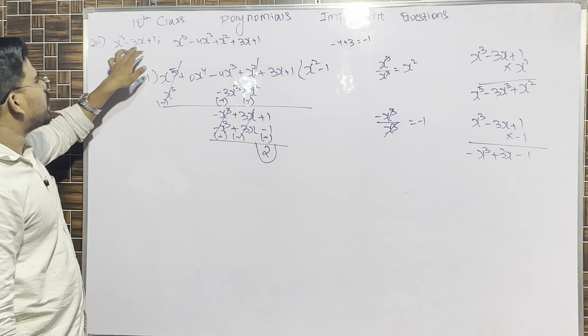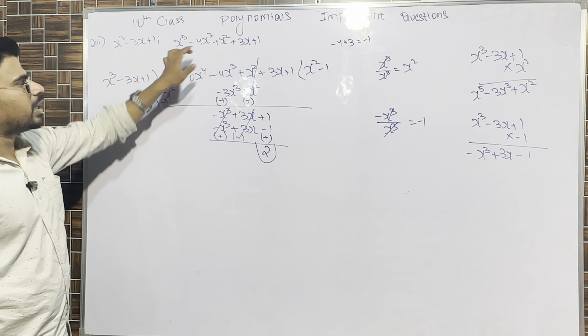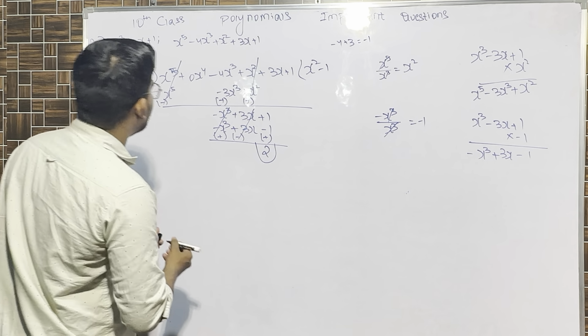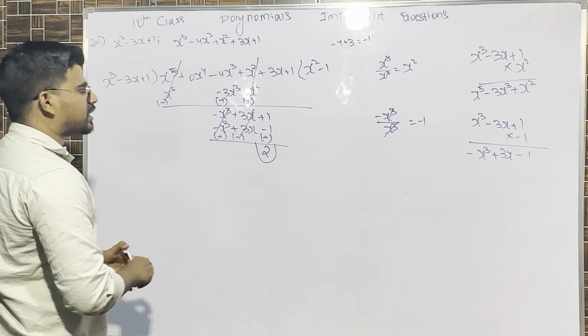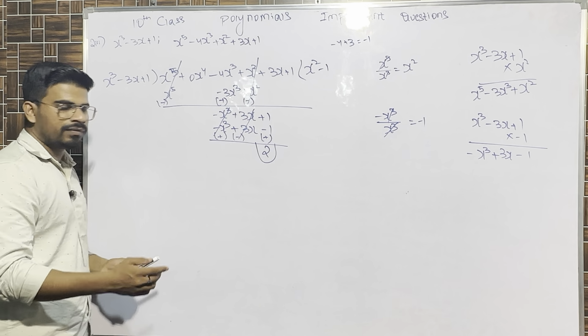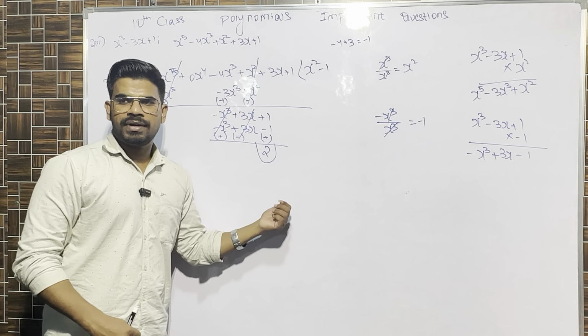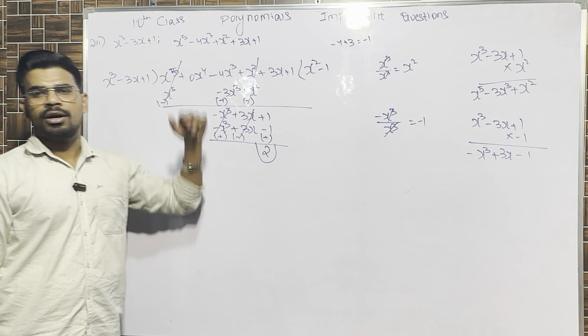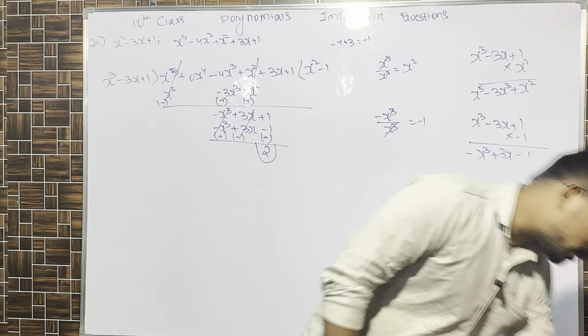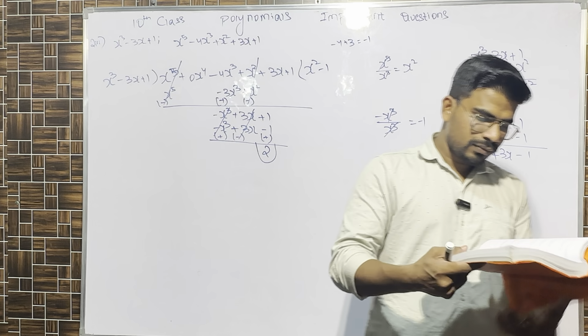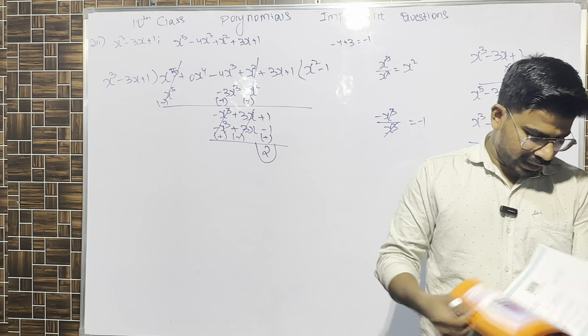So that means x cube minus 3x plus 1 is not a factor of x power 5 minus 4x cube plus x square plus 3x plus 1. If the remainder is 0, if the answer that you are getting here is 0, then we can say that the first polynomial is a factor of the second polynomial. If the answer is not 0, then it is not a factor. Let me check it.